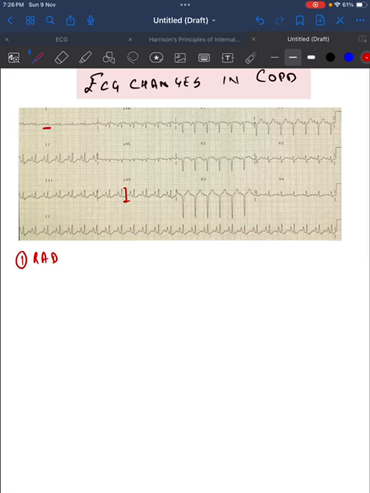Second, due to overinflation of the lung field, there are low voltage QRS complexes. You can see here in all these leads, QRS complexes are very, very small. Second, low voltage QRS complexes.